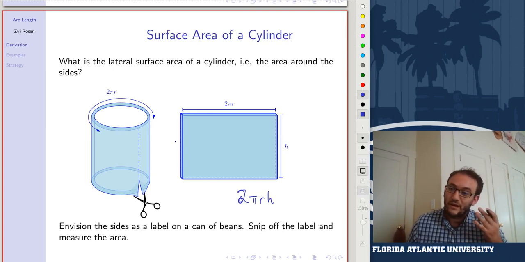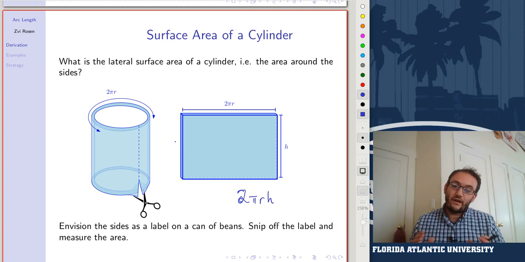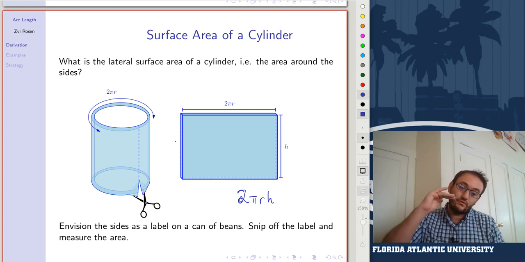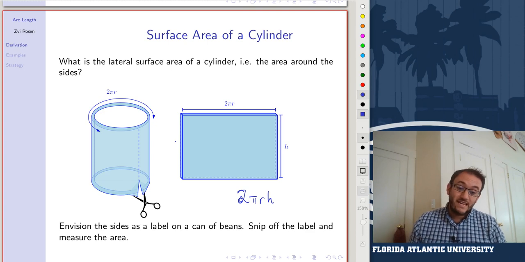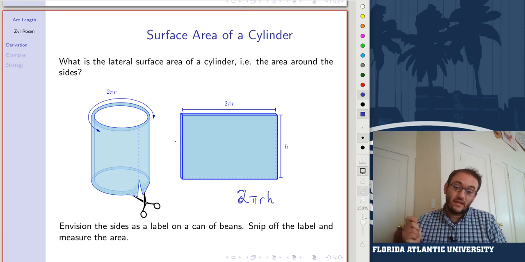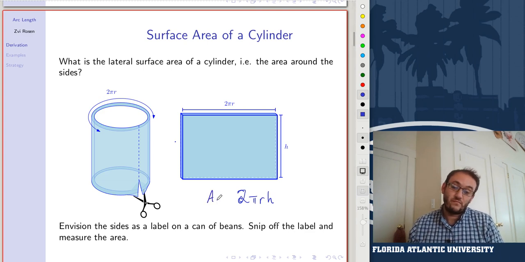And here you can think about a can of beans. What is the lateral surface area of a cylinder? In other words, the area around the sides, not including the top and bottom circles. Well, if we take that can of beans and envision the sides as a label, you snip off the label and you measure the resulting area. And that will be 2 pi r h.